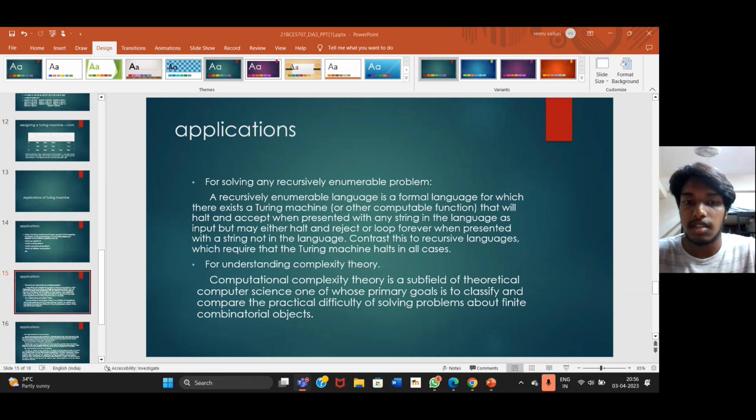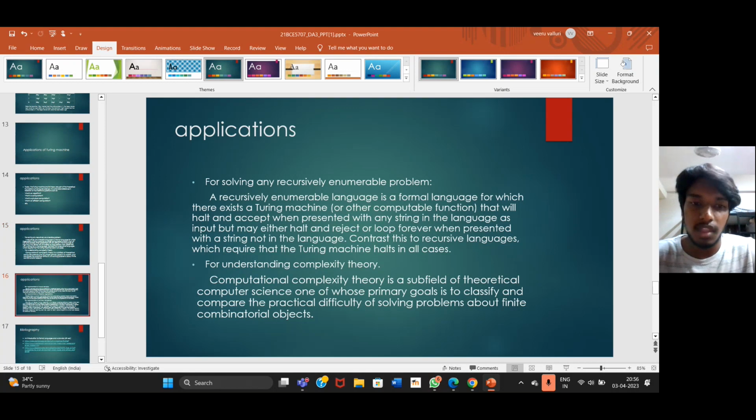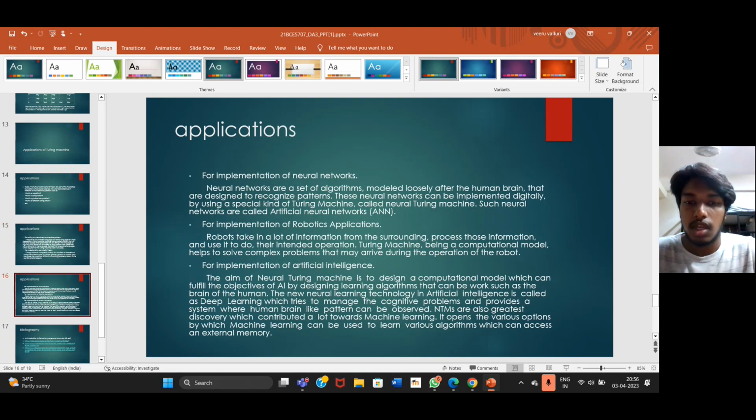For understanding complexity theory, computational complexity theory is a subfield of theoretical computer science, one of whose primary goals is to classify and compare the practical difficulty of solving problems about finite combinatorial objects. And for implementation of neural networks, neural networks are a set of algorithms modeled loosely after the human brain that are designed to recognize patterns. These neural networks can be implemented digitally by using a special kind of Turing machine called a neural Turing machine. Such networks are called artificial neural networks.